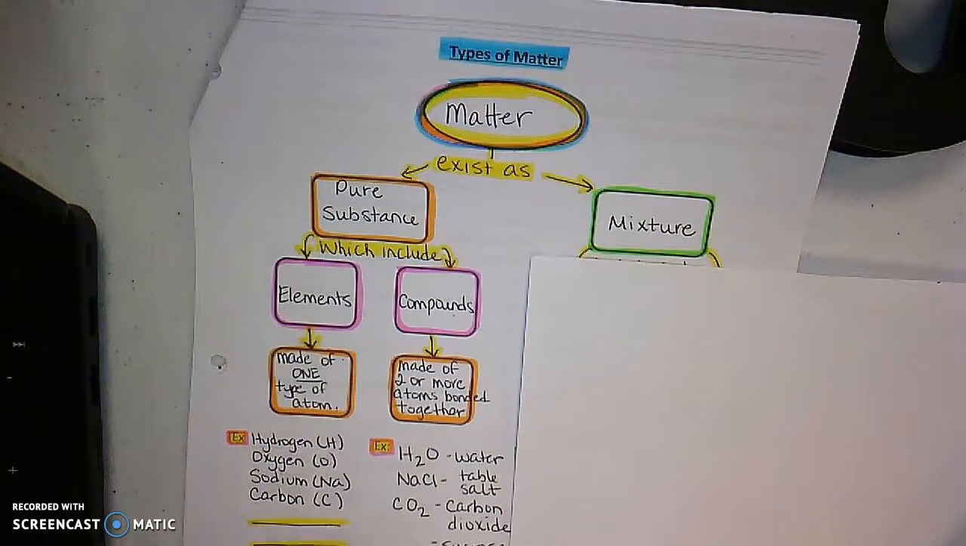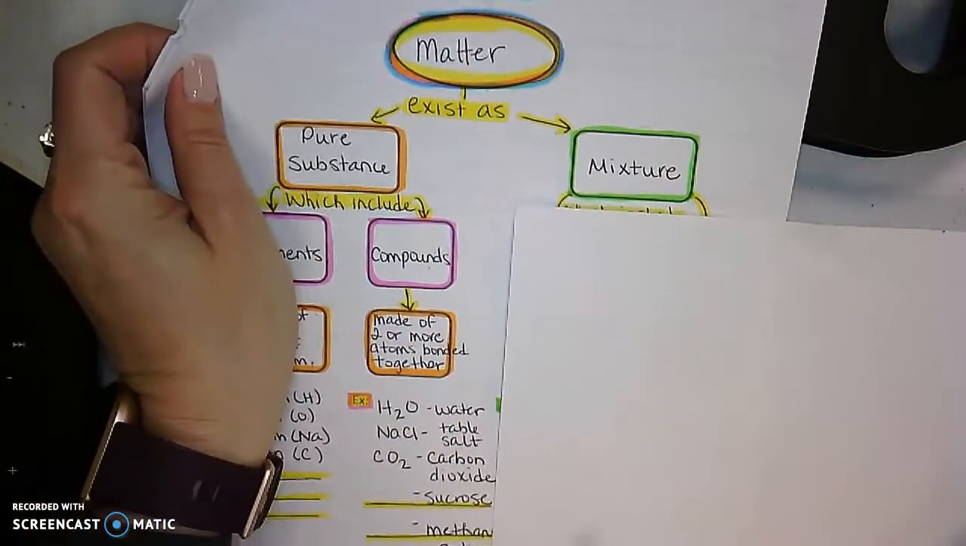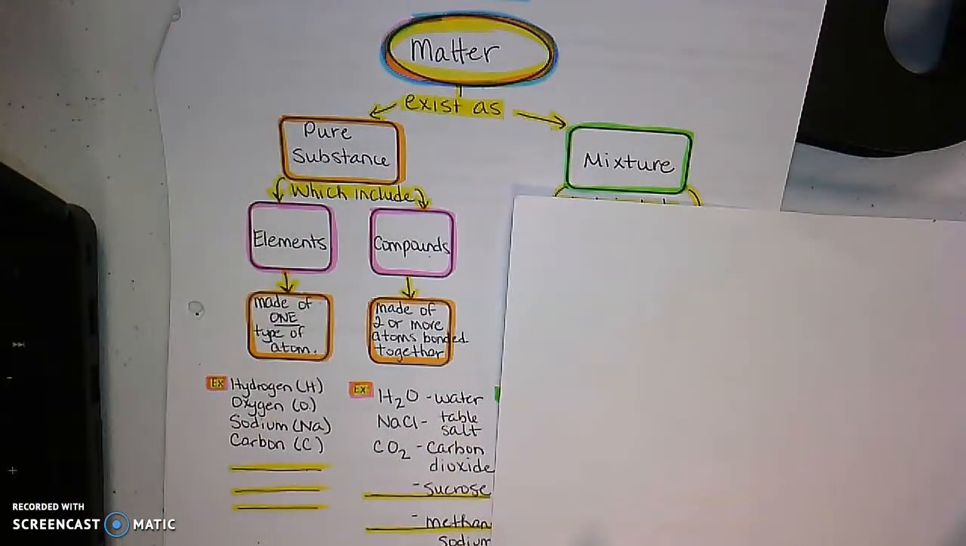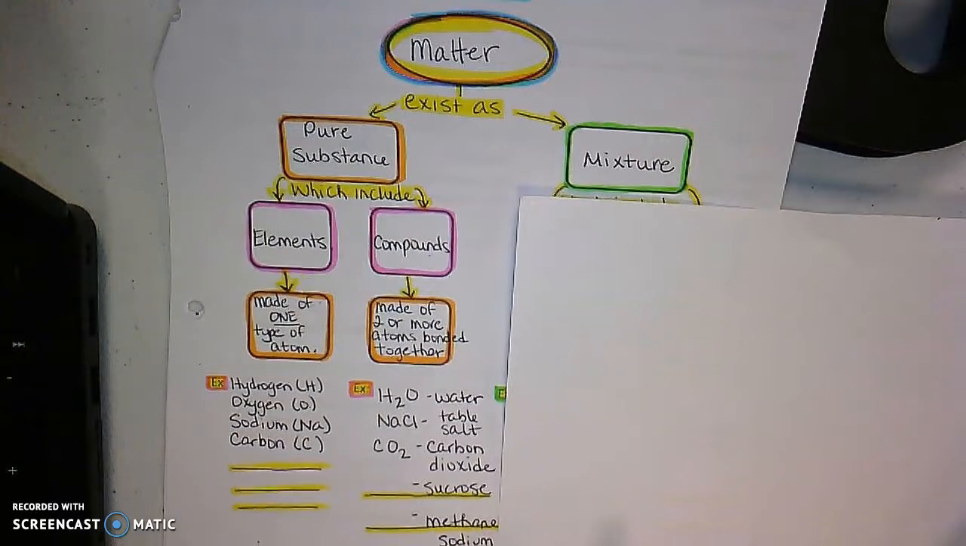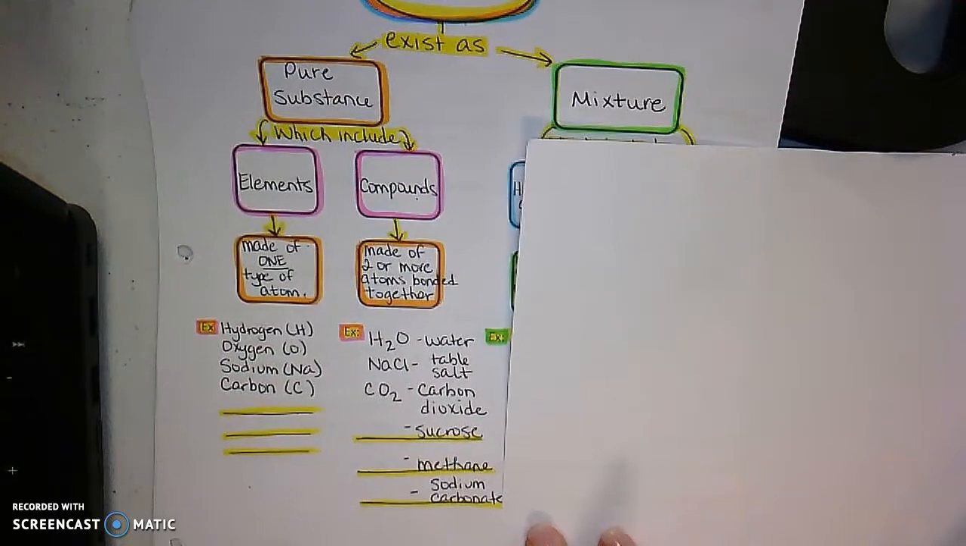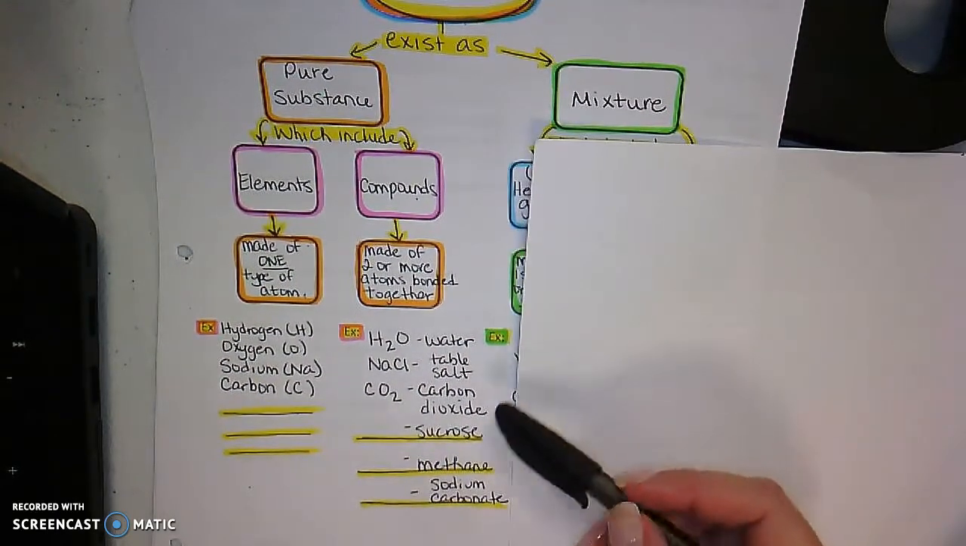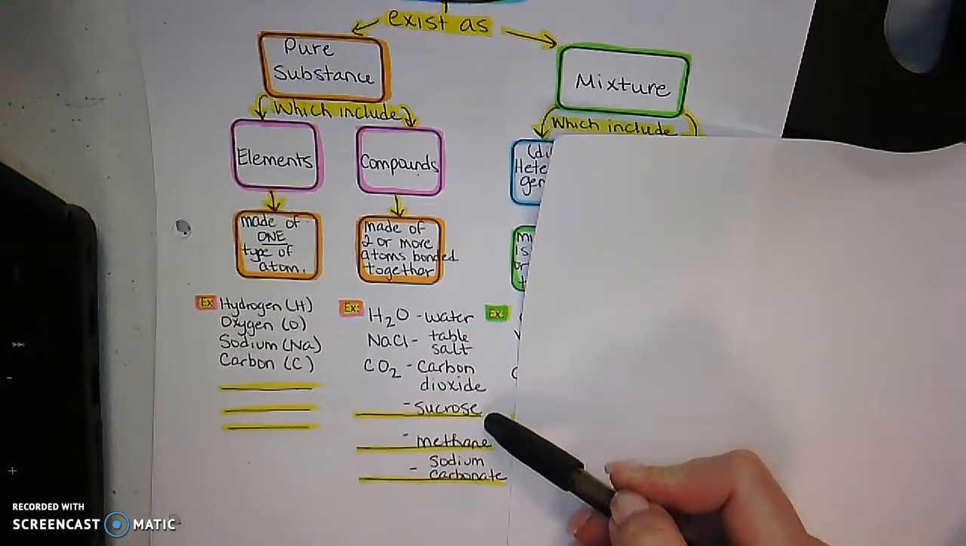So CO2, carbon dioxide, is what your body creates as waste that you exhale out. Then I've got 3 more that I want you to use your Chromebook, and I want you to look up the chemical formula for them.